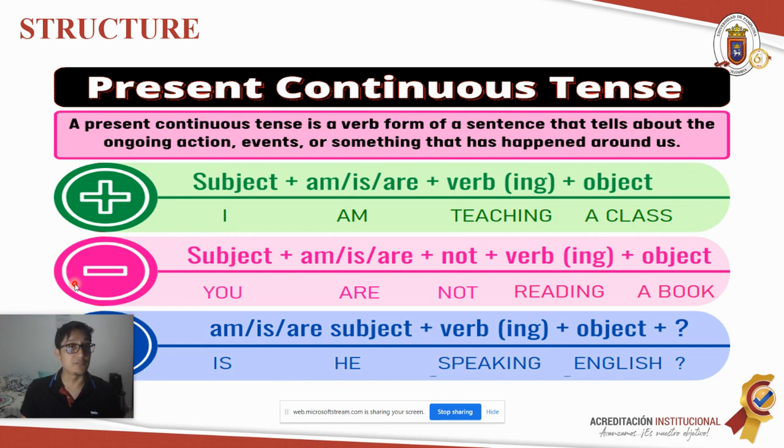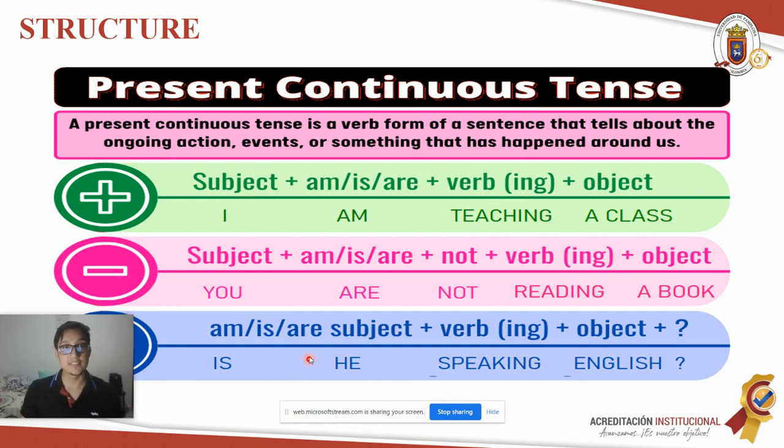How about the negative form? Well, it is basically the same, but after the verb to be, you are going to add a not. You are not, remember, then you are to add the verb with ing, reading in this case, and this should be the action that is happening right now, but this is negative. It means that this action is not happening right now. You are not reading a book. You are listening to this video.